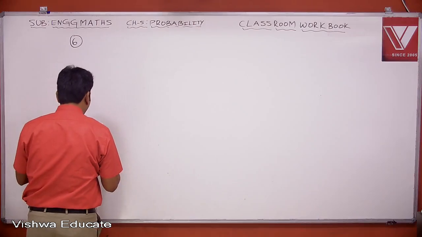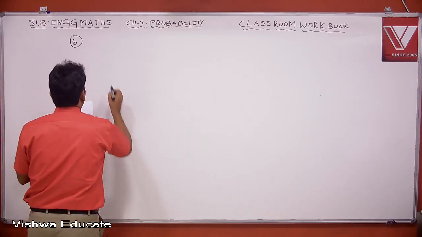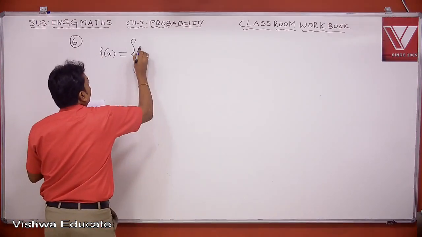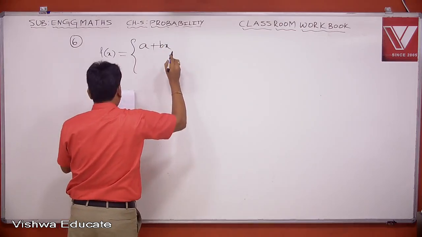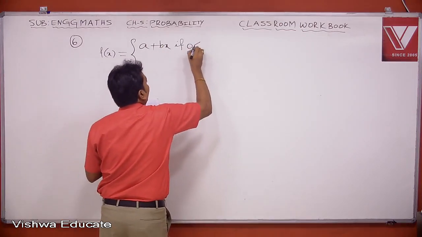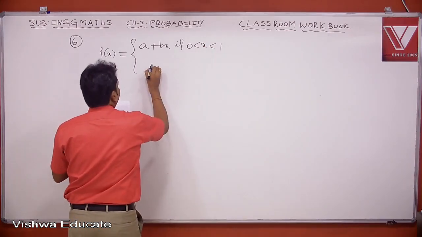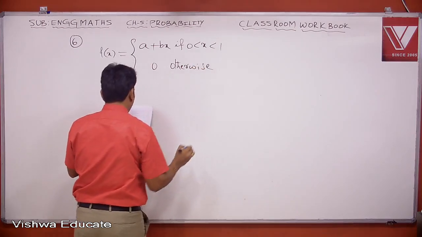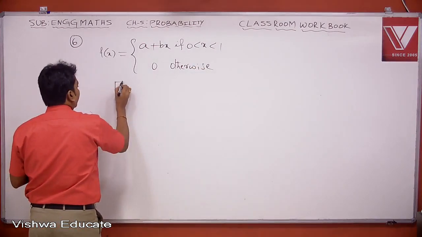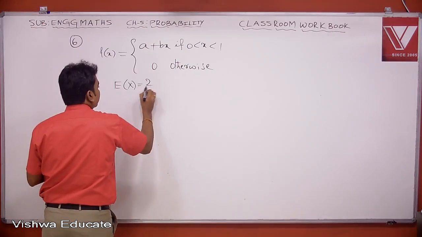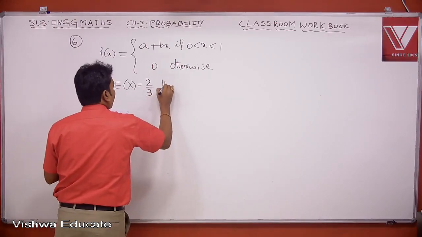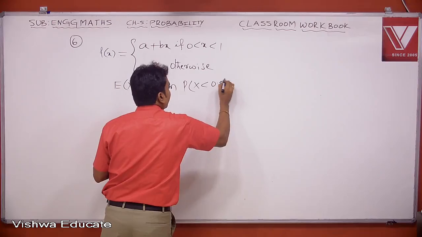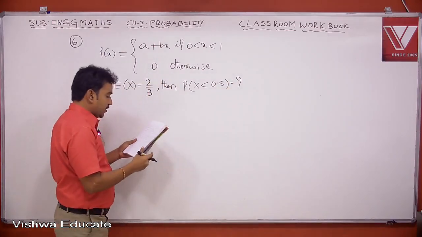A random variable x has a PDF f of x as shown below. F of x is like this: a plus bx if 0 less than x less than 1, 0 otherwise. If the expected value E of x equal to 2 by 3, then the value of P of x less than 0.5 is what? So it's a fill-in-the-blank question.